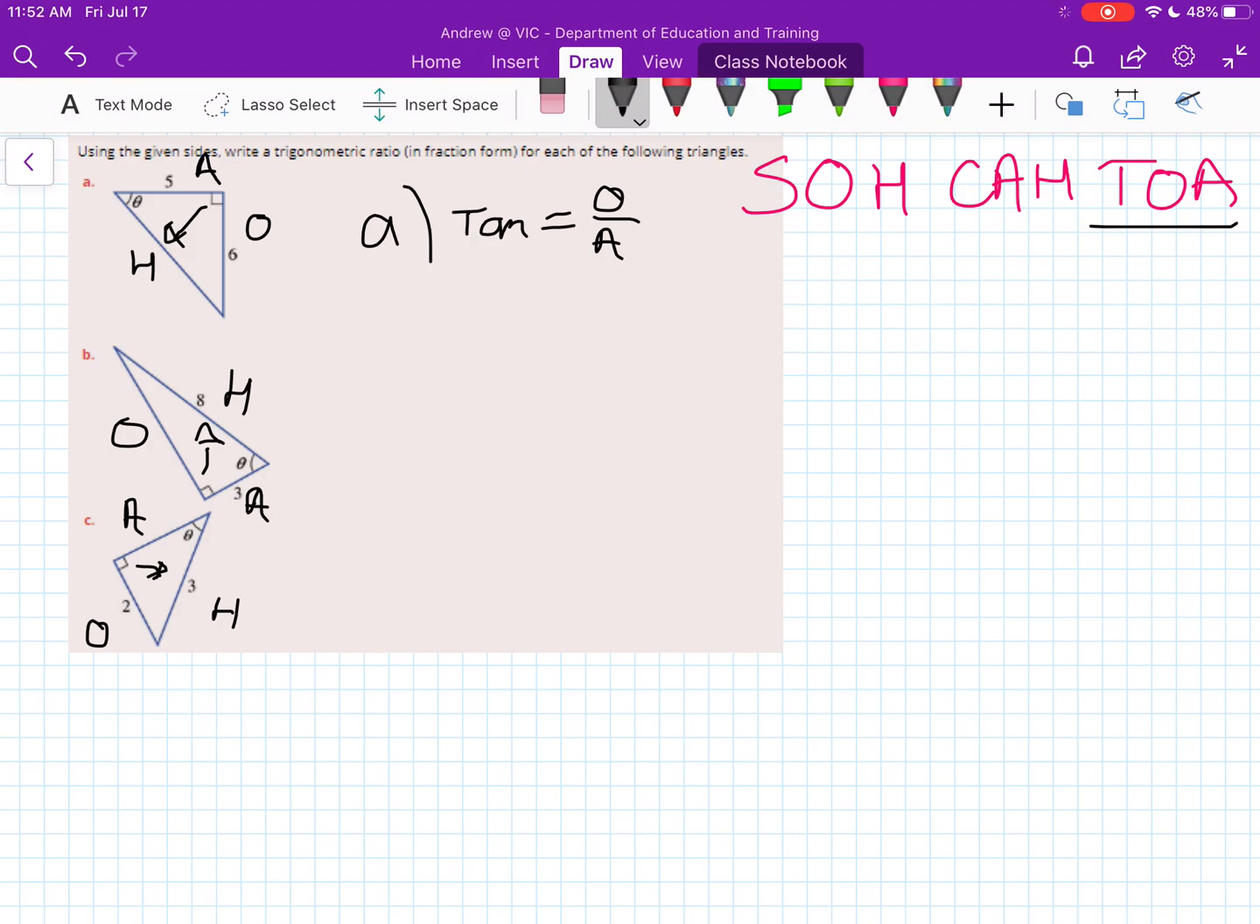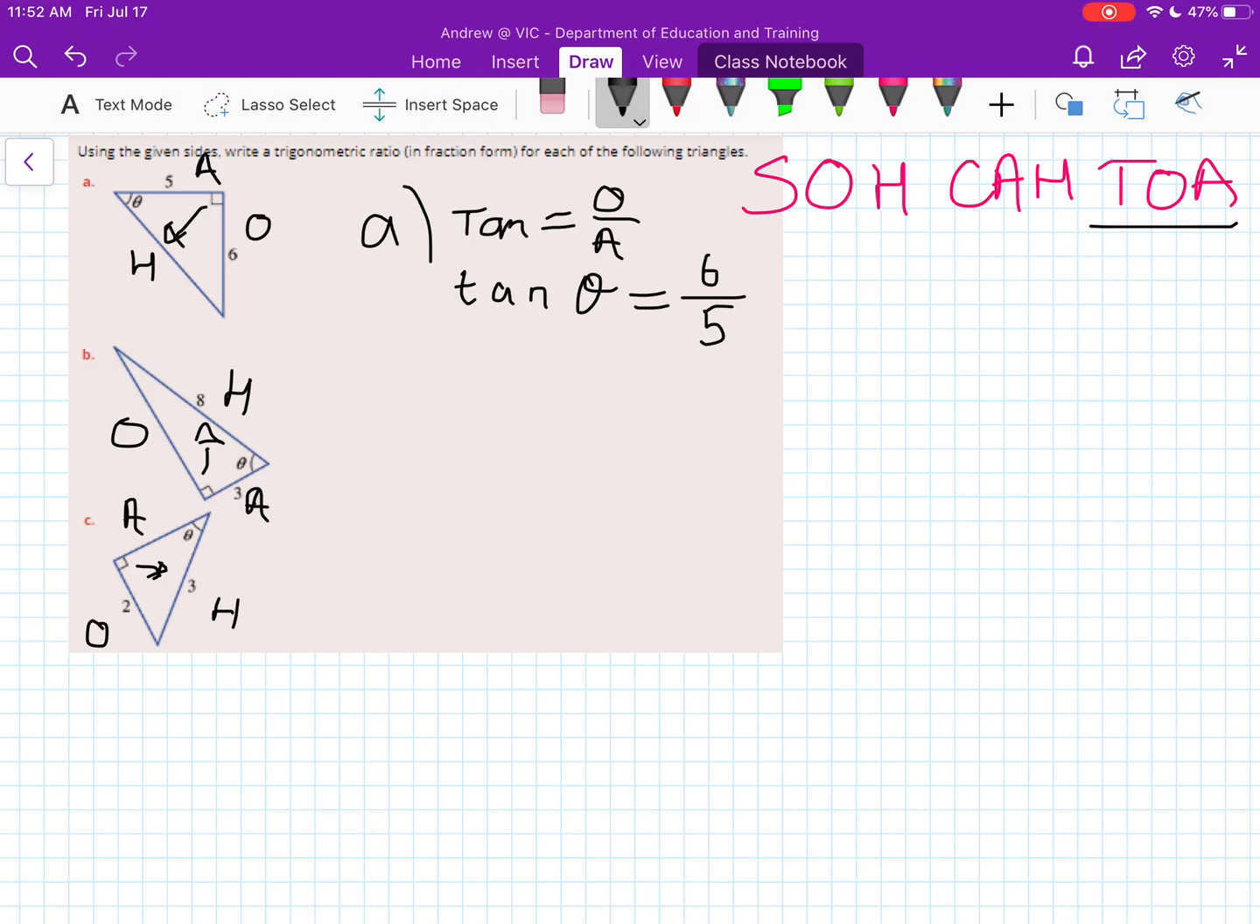How we write this is tan, and whatever the symbol for the angle is, here theta, is equal to our opposite side, which was 6, over our adjacent side, which is 5. And that's all you need to do when you're setting up these trigonometric ratios. There are more steps further on if we're trying to find the angle, but we'll get to that later.